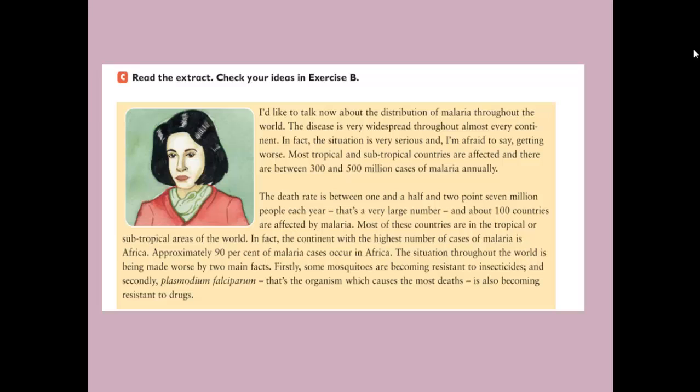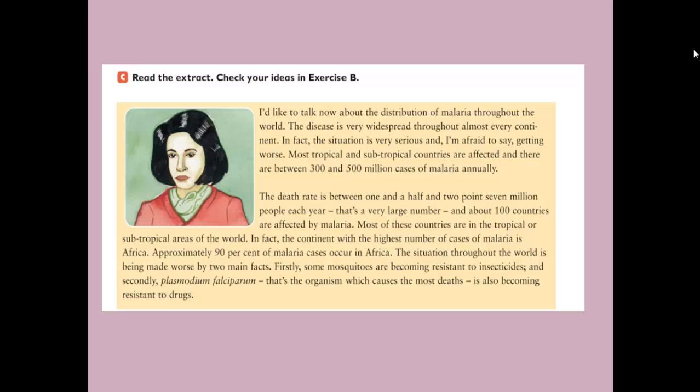The situation throughout the world is being made worse by 2 main facts. Firstly, some mosquitoes are becoming resistant to insecticides, and secondly, Plasmodium falciparum, that's the organism which causes the most deaths, is also becoming resistant to drugs.